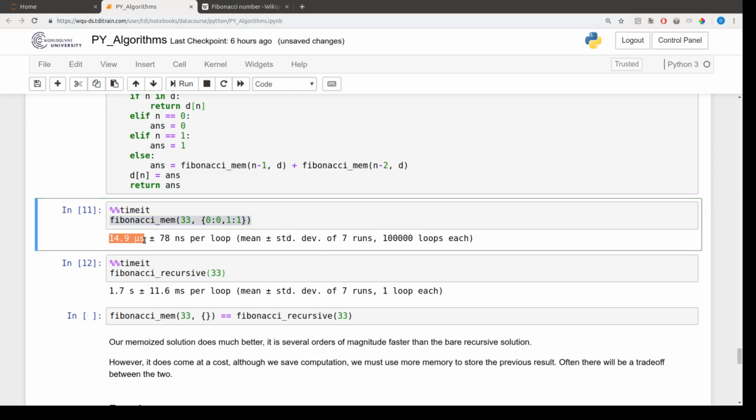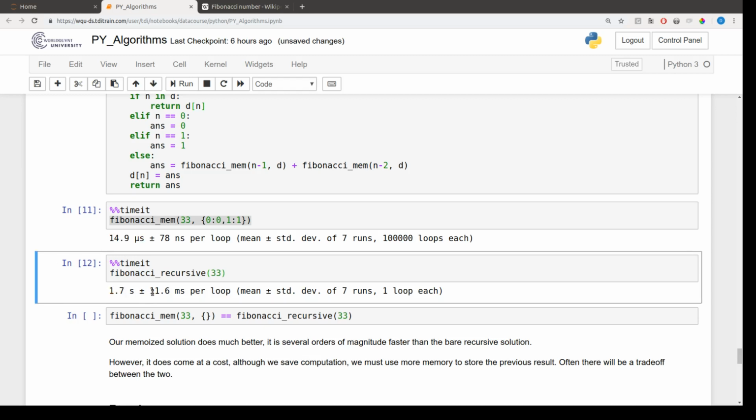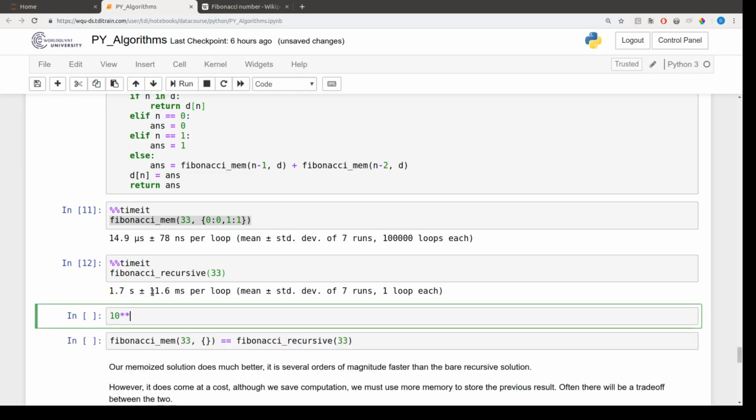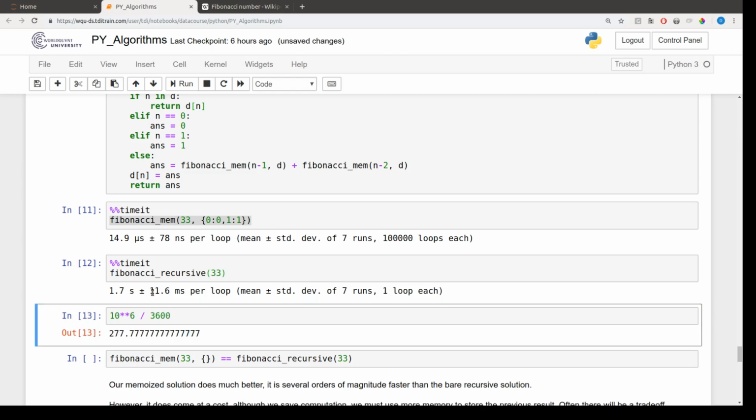1,000,000 times 10 microseconds is 10 seconds. 1,000,000 times a second is 11 days.